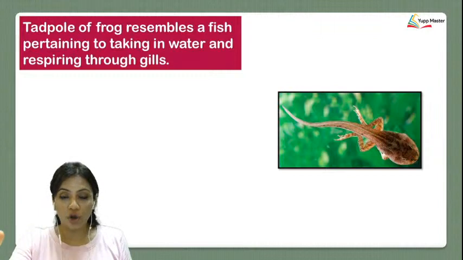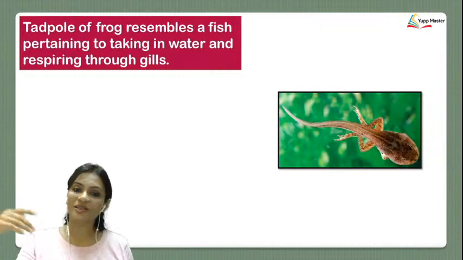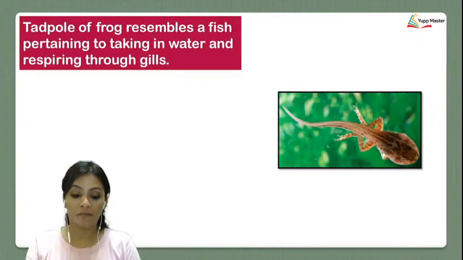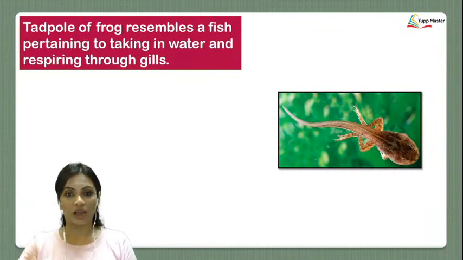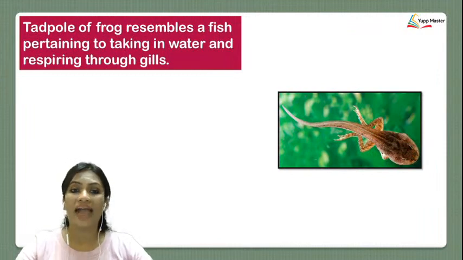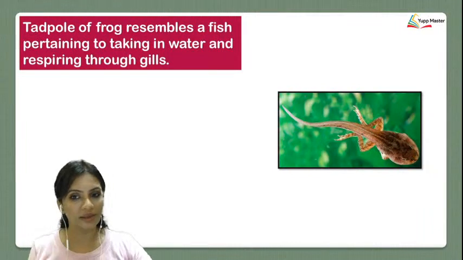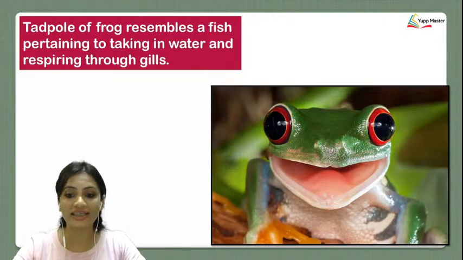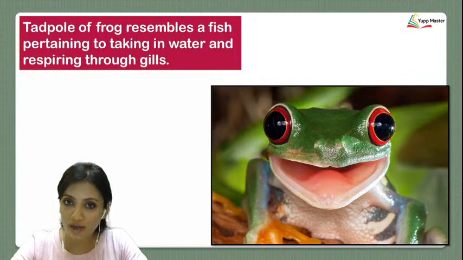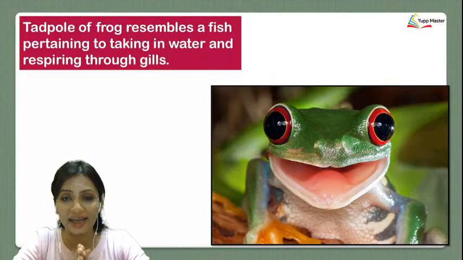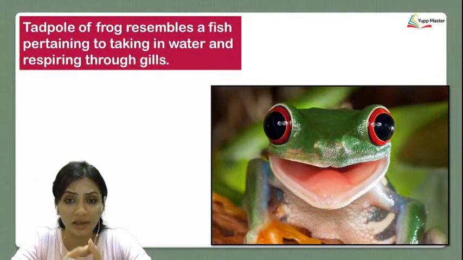So the tadpole of a frog actually resembles a fish, taking in water and respiring through gills. But as it goes onto land and the larva turns into an adult, it becomes very different: it requires land and has lungs for breathing. So eventually what is formed from that tadpole is nothing but the adult frog. All right, here is that adult frog. And so this is the whole life cycle of the frog.